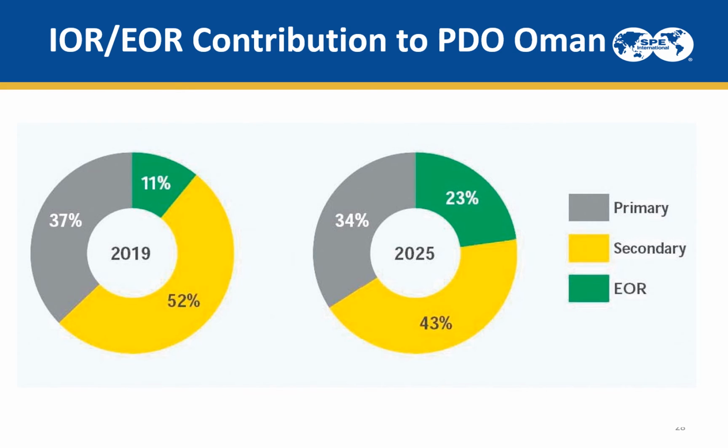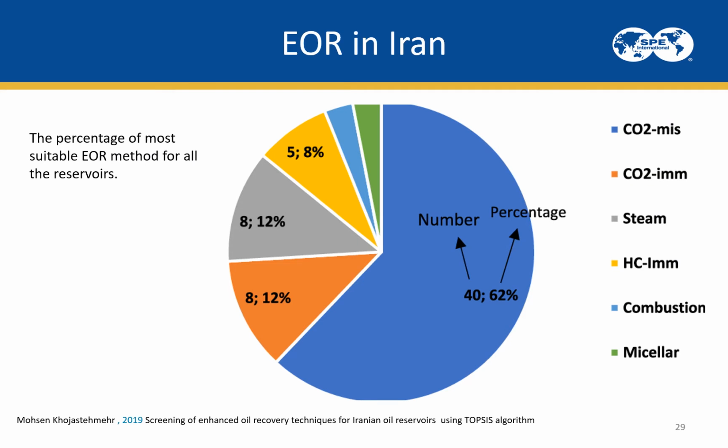So for the contribution of EOR to PDO Oman, a study indicates that in 2019, 52% of production of PDO Oman came from secondary recovery, 37% came from primary, and EOR 11%. And expected in 2025, the contribution of EOR will reach 23%.